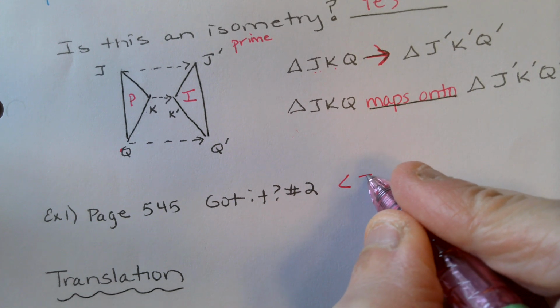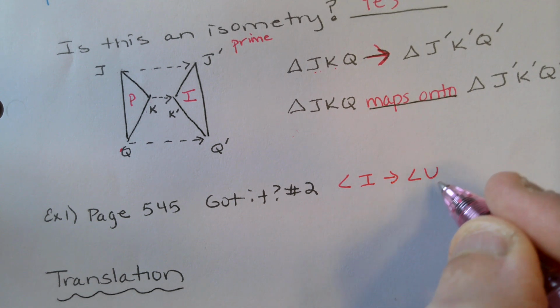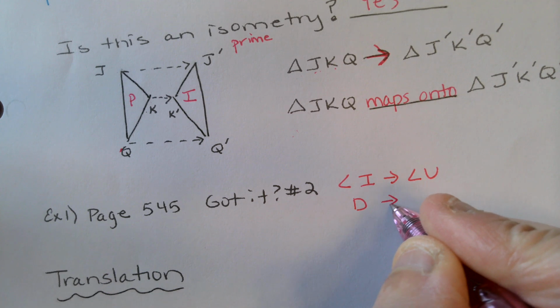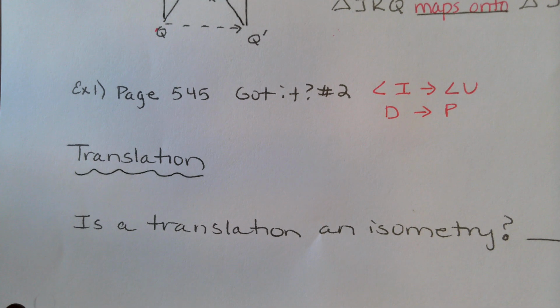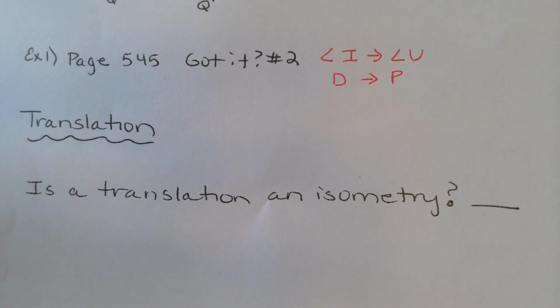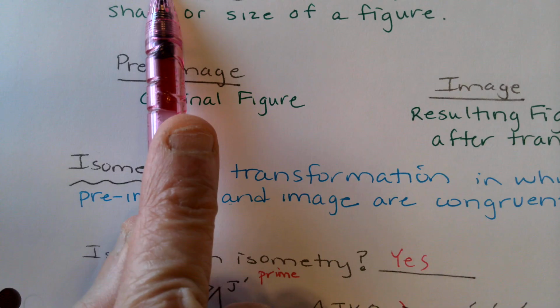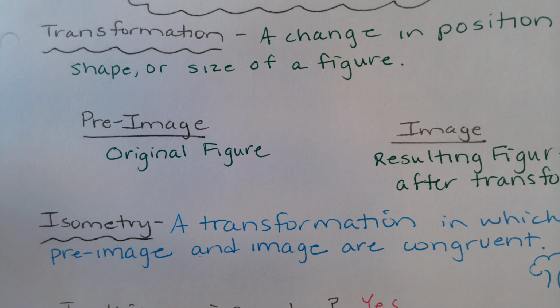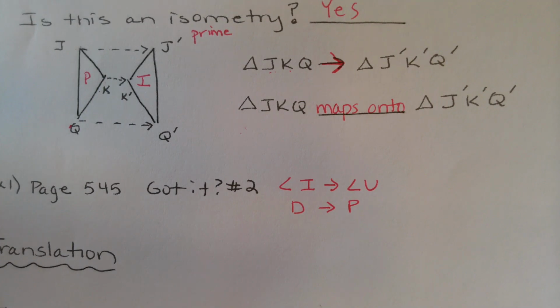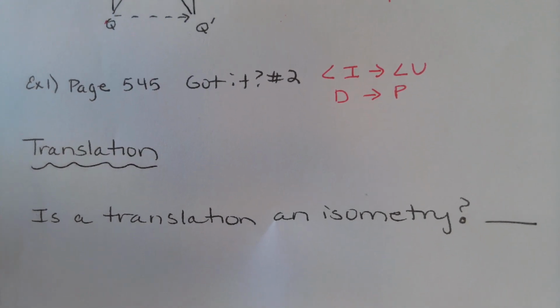Okay, so we said angle I maps onto angle U, and point D maps onto point P, and I don't remember all the other sides, but we'll move on. So let's talk about what a translation is. You're familiar with a translation. You've worked with translations. It's also a transformation, and we also have called it a slide. I know we did this back in pre-algebra and algebra, I think. Algebra, I know for sure pre-algebra.